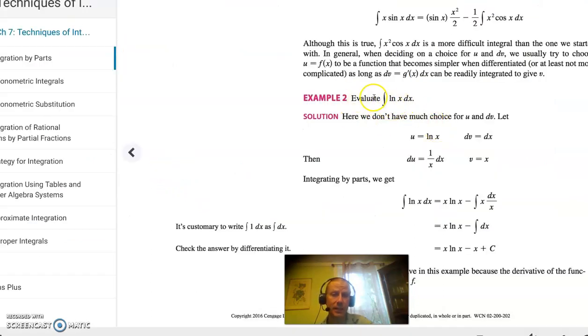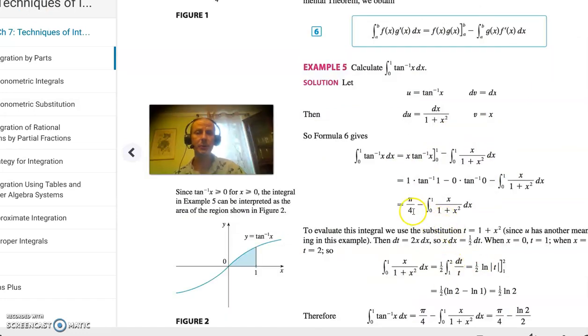In fact, in example 2 we already looked at, u was natural log of x and dv was dx, and things worked out great. And something similar happened in example 5. In example 5, there is no interesting way to have this be u dv except to have u be tangent inverse of x and dv be dx. However, that's exactly what's necessary in order to find that integral.